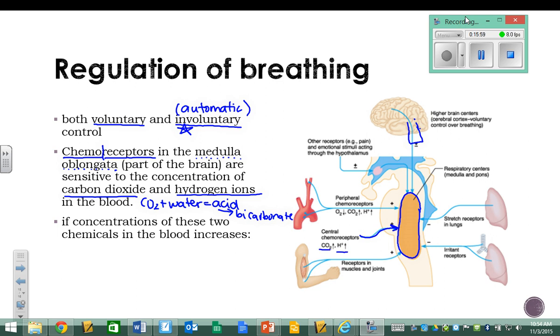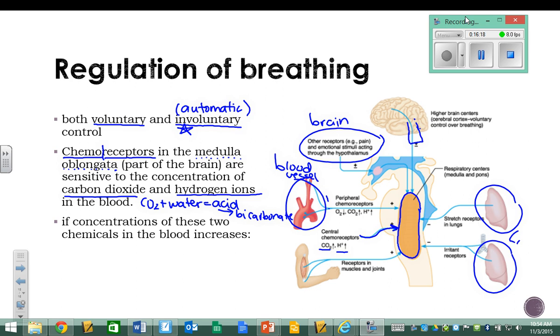And then there are receptors in a bunch of other places in your body as well. This is representing a blood vessel. This is representing other parts of your brain. This is representing your lungs. And then on the bottom here, this is representing your muscles. So all of these things are sending signals to your medulla. And the signal they're sending is about how much CO2 and how much hydrogen there is, and what's going on in your lungs and your muscles.